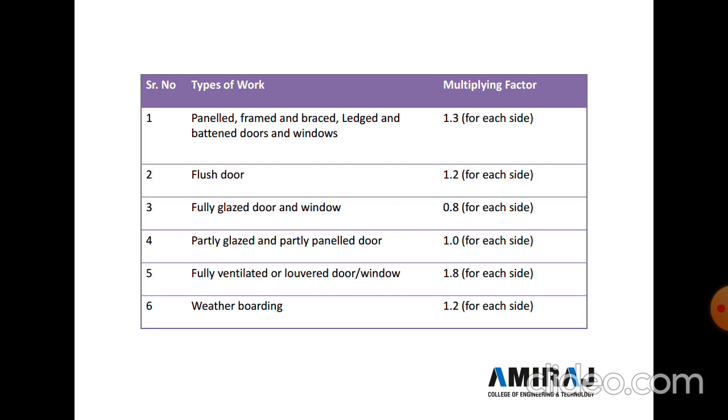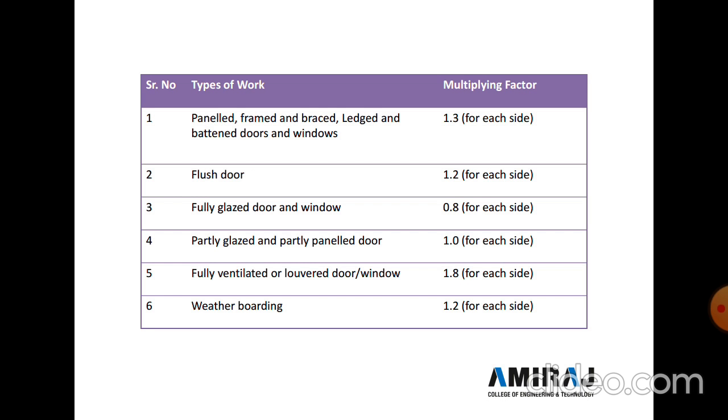The types of work are panel and framework. First type of work is panel, framed and braced, ledged, battened door and window. Multiplying factor given is 1.3. Next is the flush door, multiplying factor is 1.2 for each side. Next is flush fully glazed door and window, multiplying factor is 0.8 for each side. And partially glazed and partially panelled door, multiplying factor is 1.0 for each side.